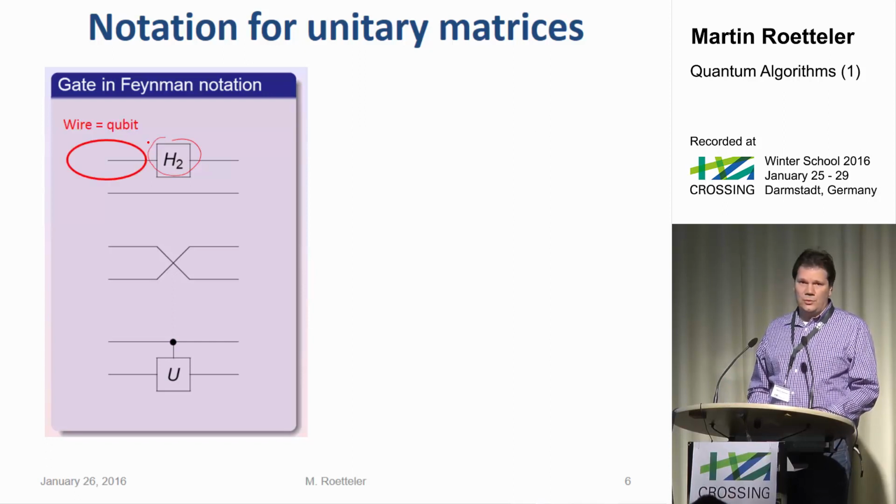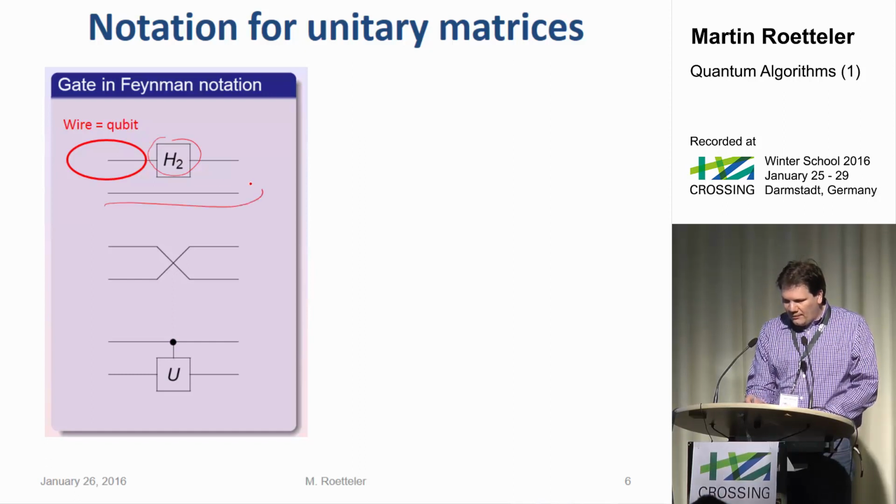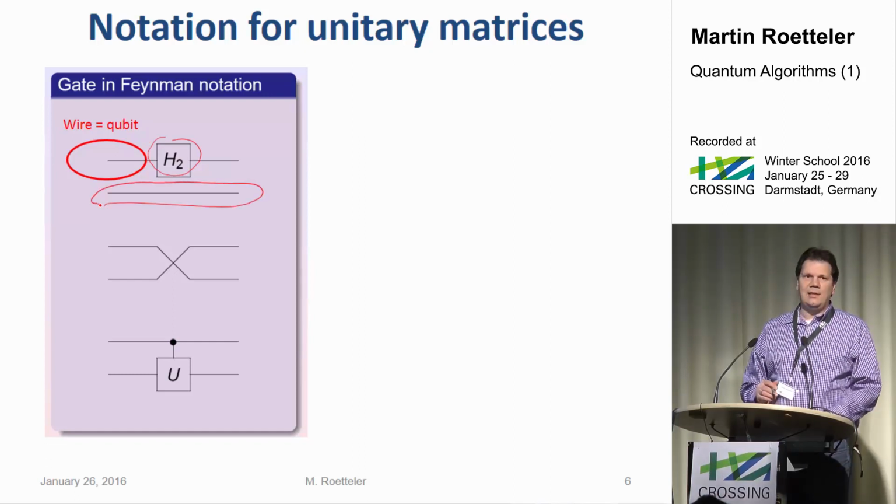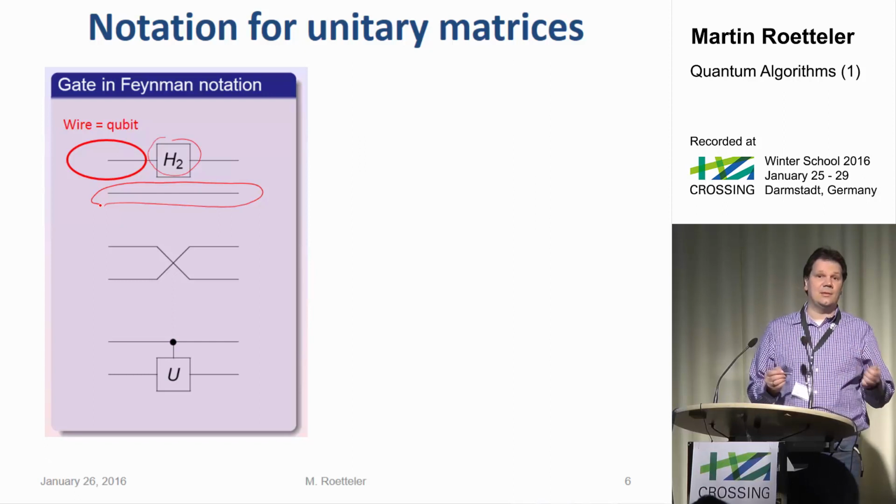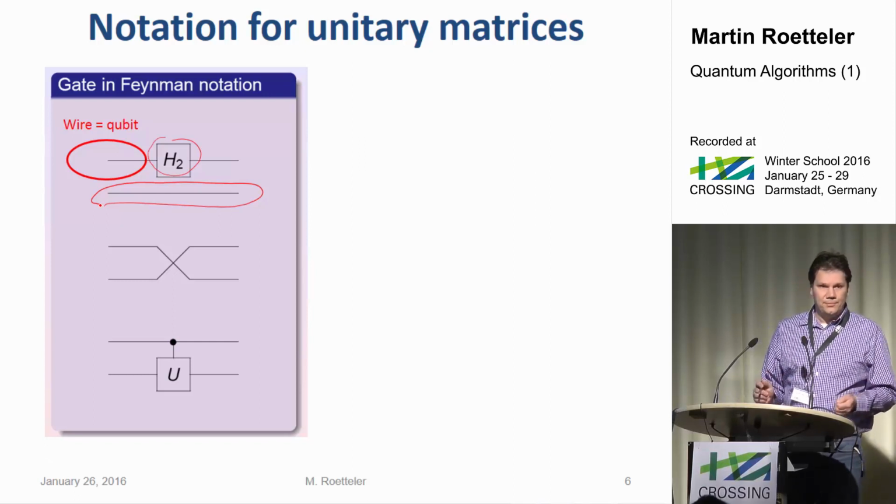Each line corresponds to a qubit. And if there's a line like this one, where you don't do anything on it, then mathematically that really means that the identity is happening on that line. And if it's not connected to the other line, it's a tensor product between the two operators.